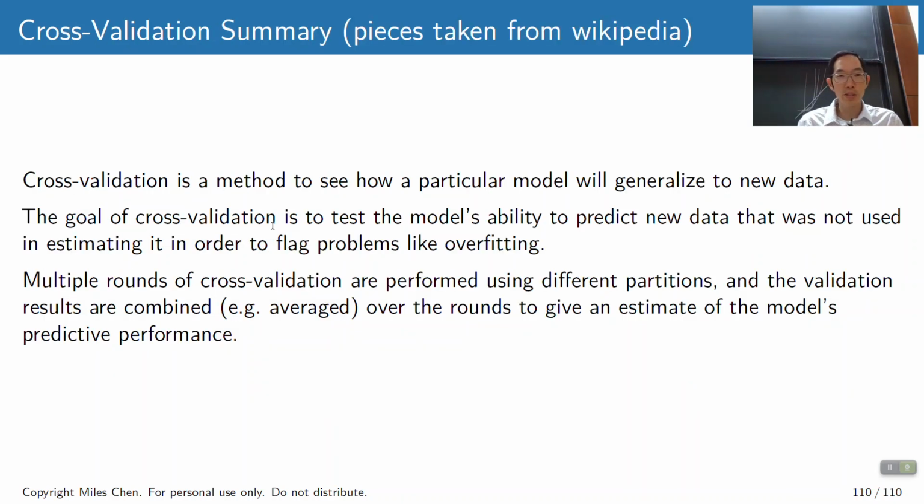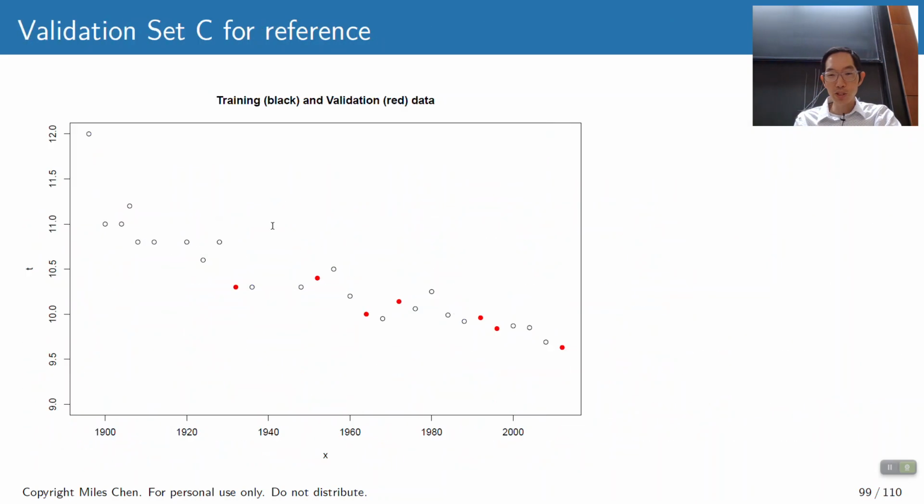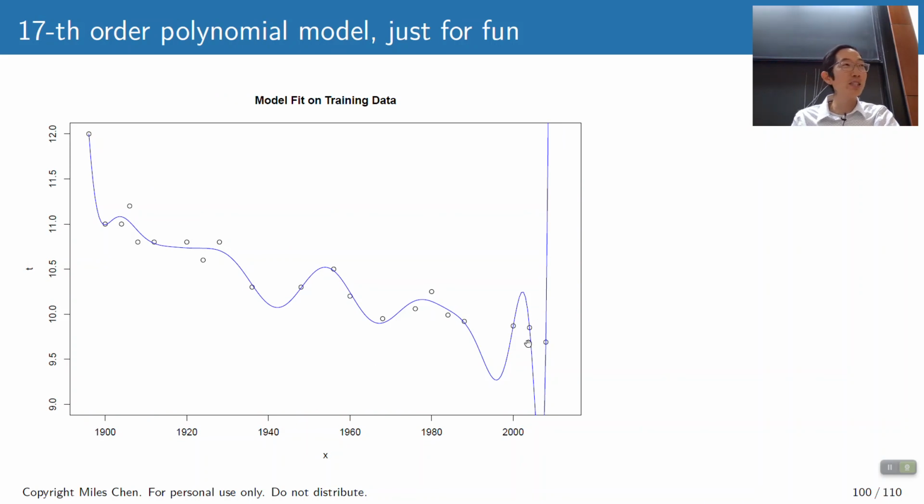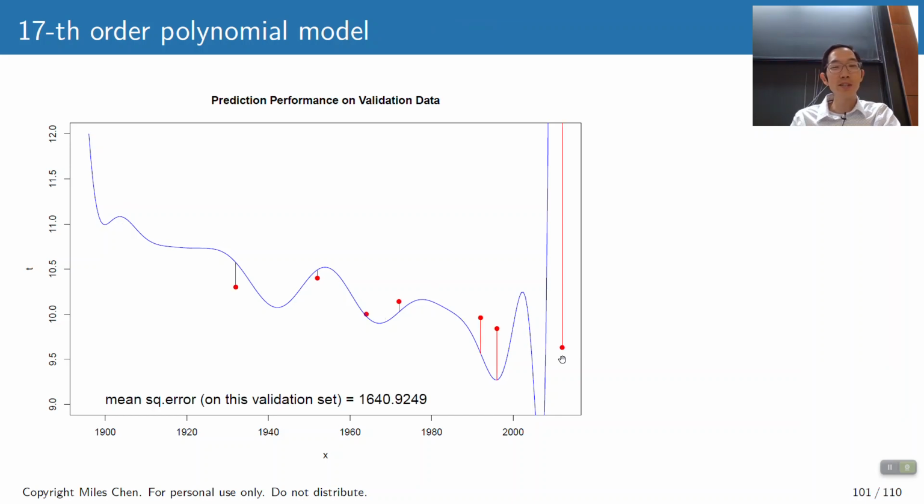All right, I took some of this from Wikipedia, but cross-validation overall is a method to see how a particular model will generalize to new data. The goal of cross-validation is to test the model's ability to predict new data that was not used in estimating, and that's going to help us avoid problems like overfitting. We don't want the situation where we have fit our training data perfectly, but the pattern we've established just doesn't generalize to unseen data.